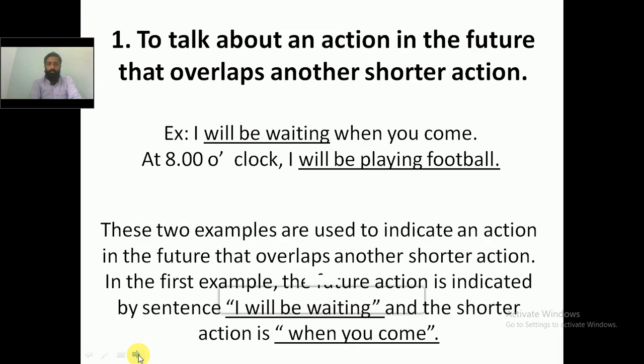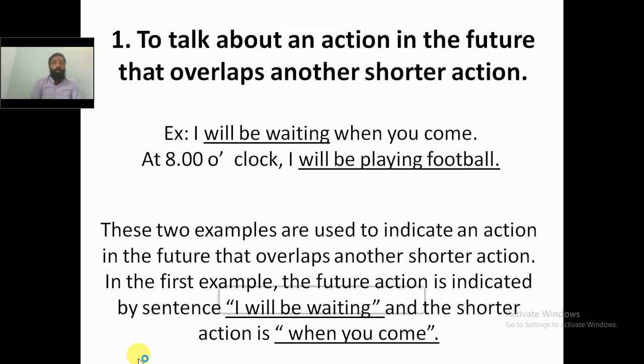Take the detailed explanation. These two examples are used to indicate an action in the future. In the first example, I will be waiting when you come. The future action is indicated by the sentence I will be waiting. And the shorter action is when you come. Once again, first example, I will be waiting is the future action. The shorter action is when you come.